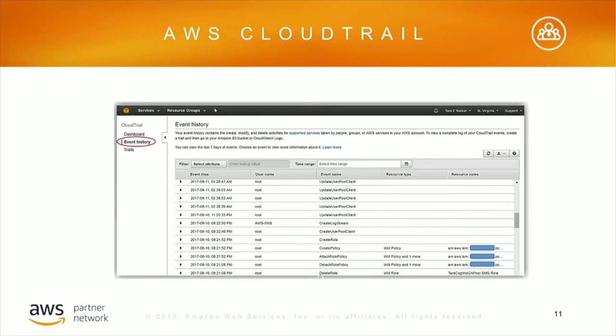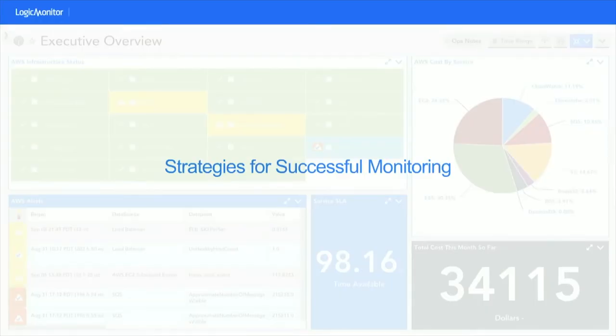And that's it from the AWS tools perspective. What I'm going to do now is turn it over to Sarah so that she can follow up with the Logic Monitor offering. All right. Thanks, Sam.